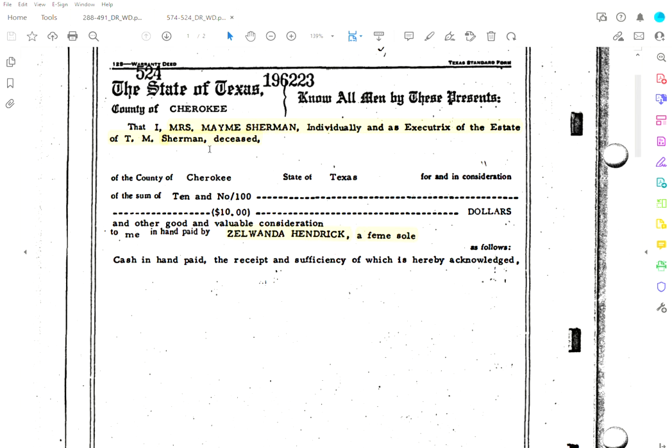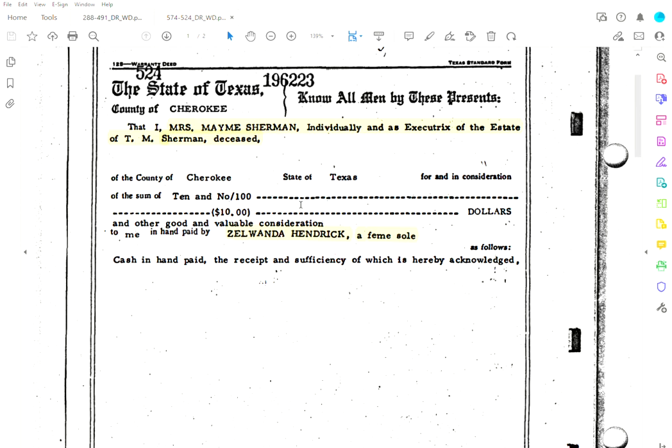All right, so in this case, the seller is selling to Zelwanda Hendrick, and her name is followed by a little Latin term. It says a femme sole, which means a single female. So we are free to assume that she is single and that there is not some husband or spouse of some sort that's going to have any community interest. So when Zelwanda is going to turn around and sell this property, we're not going to expect a husband to sign with her. All right, the next thing, so we have a grantor, we have a grantee. Here in the middle, this is called the consideration clause, and we don't pay this much attention.